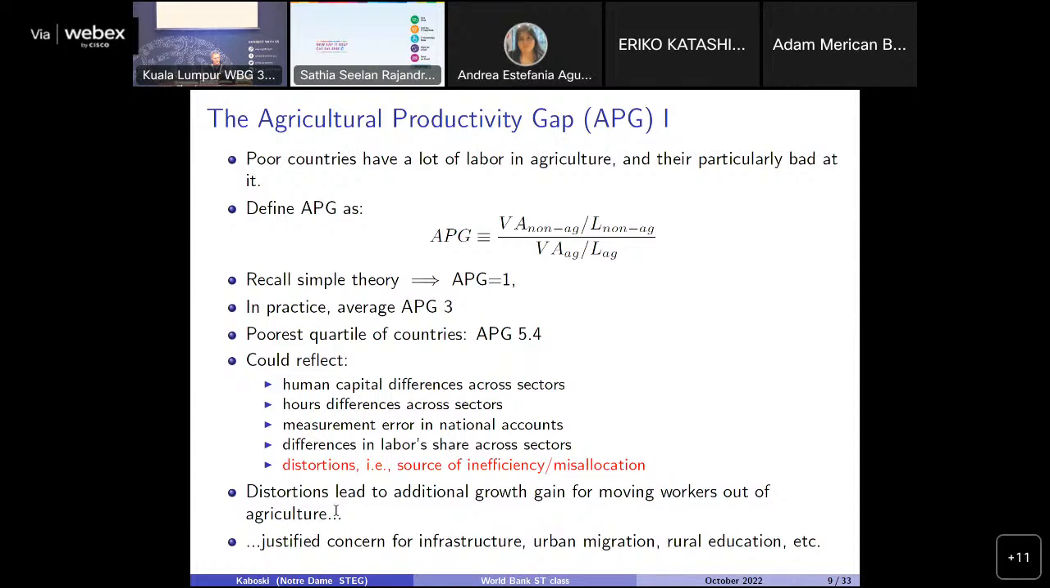So if what's preventing you from moving from agriculture to non-agriculture is not being able to get education, to get a job, you might want to invest more in rural schools. If it's the ability to move to the city, then you might want to invest in things that promote urban migration, urban housing, for example, or things that help bring the non-agricultural jobs to the rural areas. And that's where maybe infrastructure might play a role. Okay.